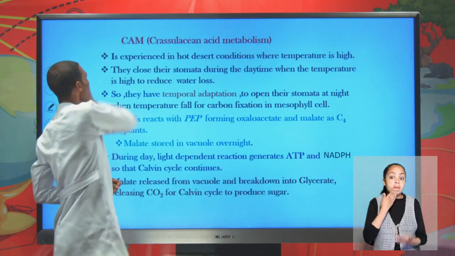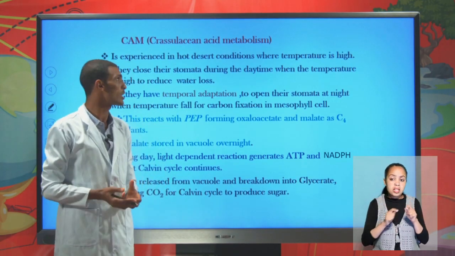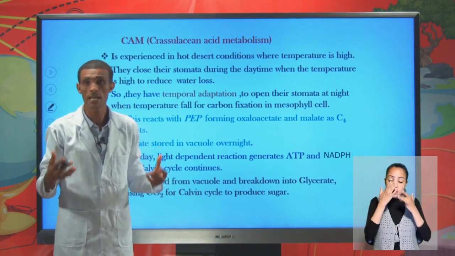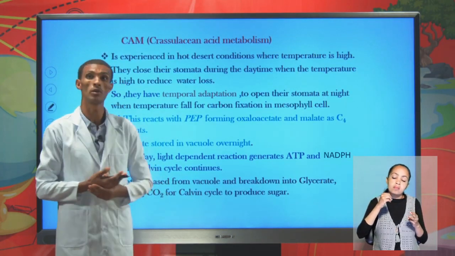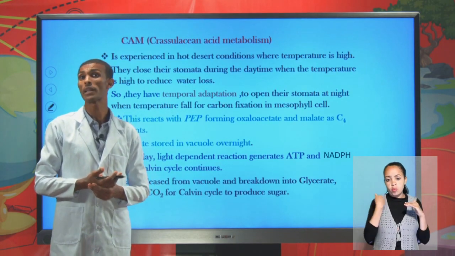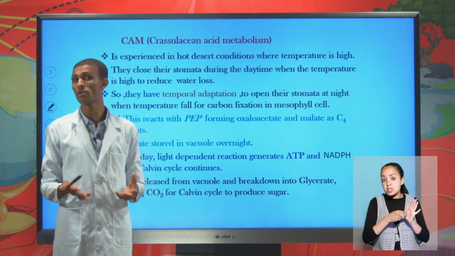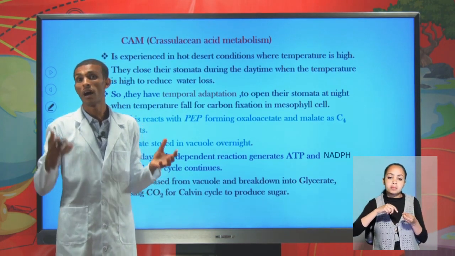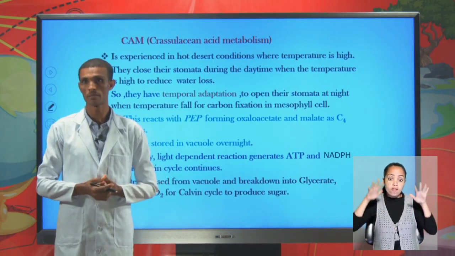Well done, student. Another very important type of photosynthesis that's largely experienced in hot desert conditions is CAM, or crassulacean acid metabolism. I hope we are familiar with what a desert means. It is a condition or an area or biome in which high temperature and low precipitation or rainfall are present.